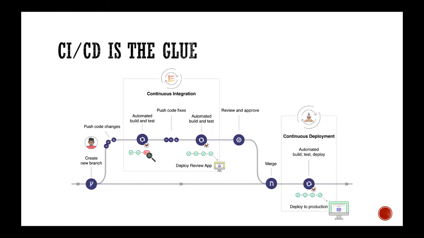Now this graphic is from GitLab, and you'll see what you do is you create a branch of code. You push code changes, and then the system's set up so that it automatically builds and tests your code. The fixes get in there, it automatically builds and tests, right? This is a process, and we see what's good, what's bad. You can see the green checks versus the red X's. You review and approve that, you merge it, and then once it's merged, it's automatically deployed, whether that deployment means pushing to desktops, to the App Store, or to something else.